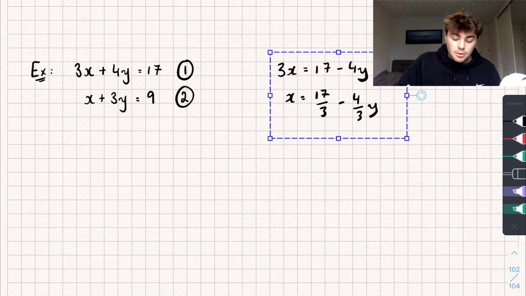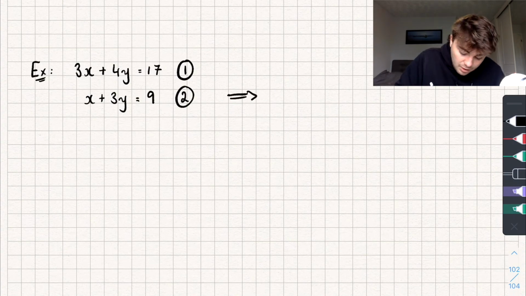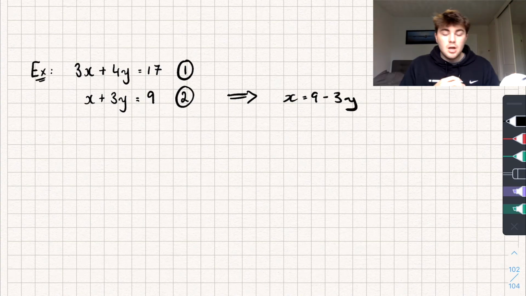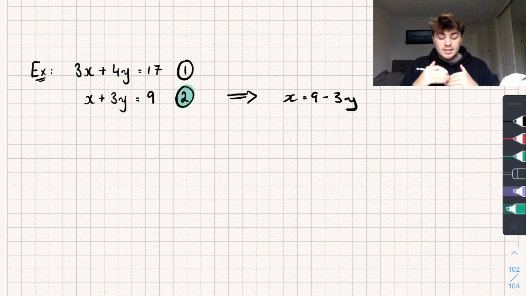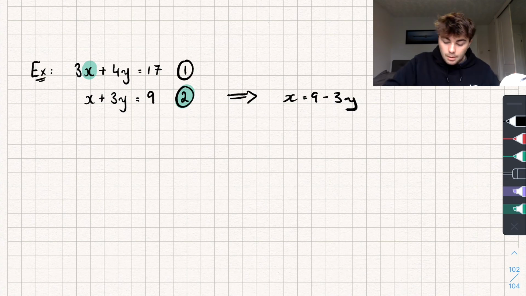And the easier way would be to rearrange equation 2 to make it look like x equals, because to do that, all I have to do is subtract 3y from both sides. And if I do that, I'll get x equals 9 minus 3y. So I've rearranged equation 2. Now I can substitute x equals 9 minus 3y into equation 1. You have to substitute it into the other equation. And how I'm going to do that is wherever there's an x, I'm going to write 9 minus 3y. So let's do it.